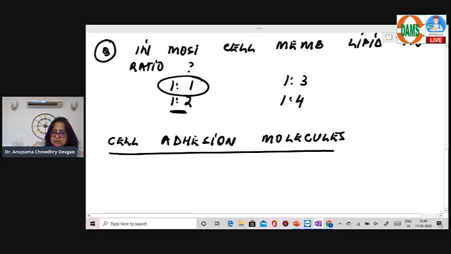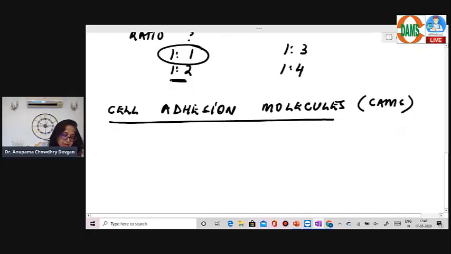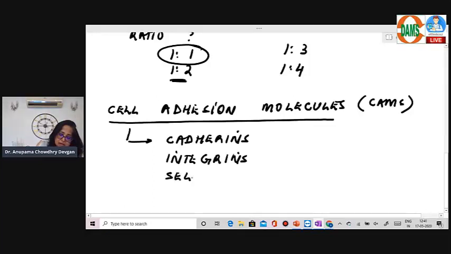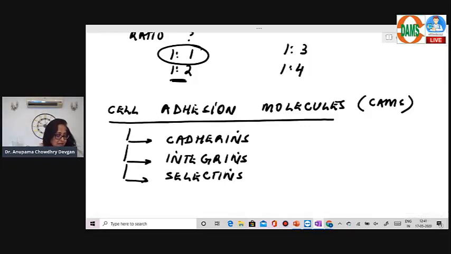Cell adhesion molecules, these are CAMs. Cell adhesion molecules or CAMs, these are cadherins, integrins, selectins. Cadherins, integrins, selectins.